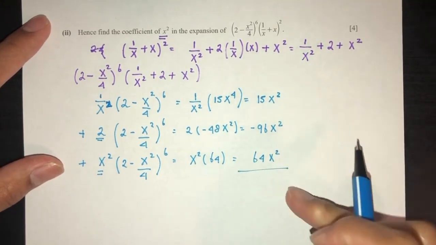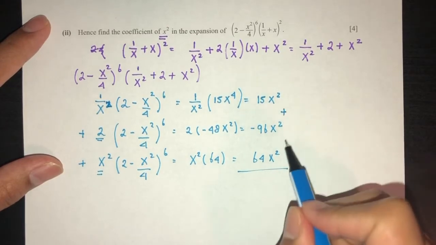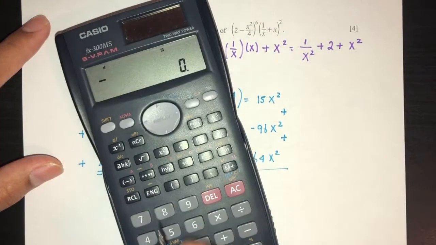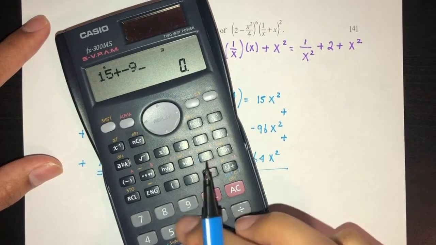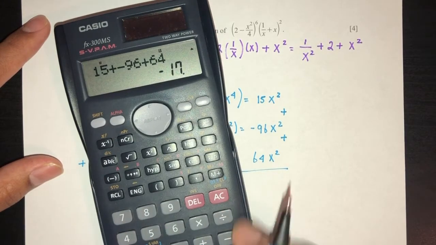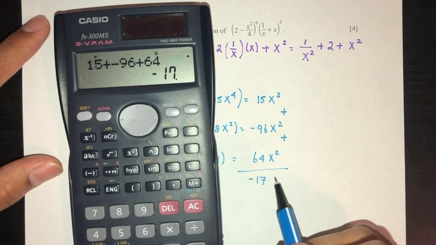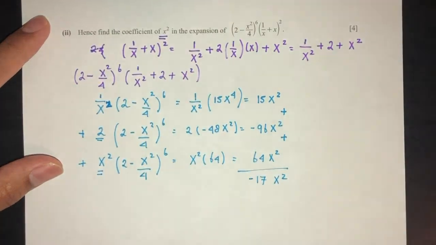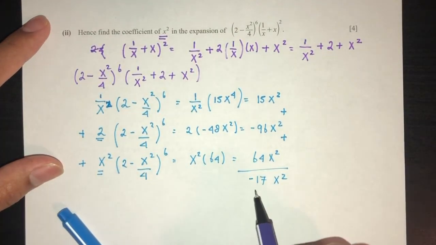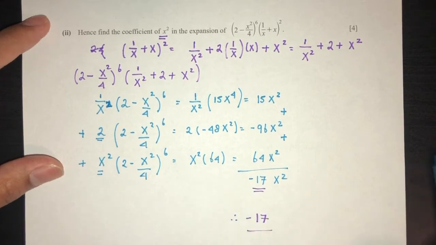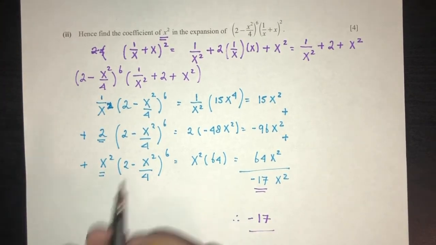Now we have to simplify this. So we have to add: 15 add minus 96 plus 64, that should be minus 17x squared. So in this case, the coefficient of x squared is equal to minus 17 as your answer for part 2. That is your question number 7.